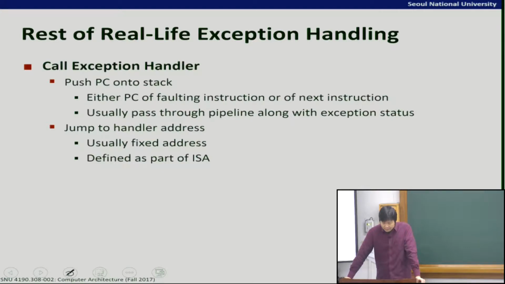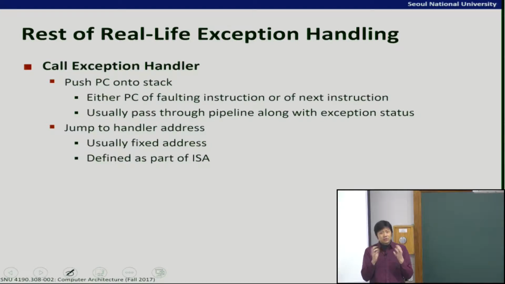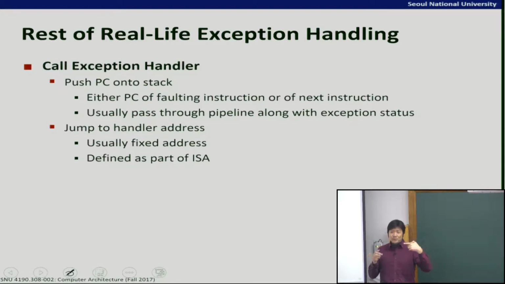Whenever you have an exception, you first push the current or next instruction's PC onto the stack. This is more like a return address. As I said before, exception handling is somewhat like a function call, an asynchronous function call, because it prevents you from continuing to execute your program. It just stops your program, does something else, and comes back to your program. In that sense it's like a function call, but in that case the function is the exception handler.